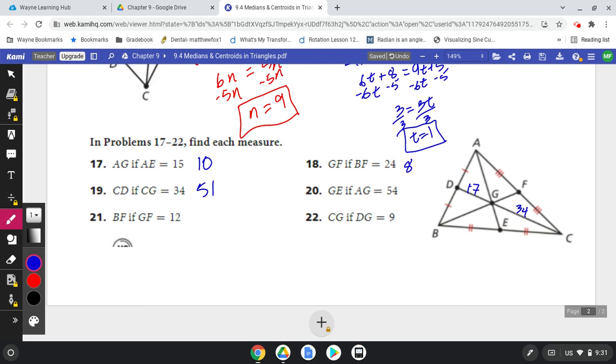Okay, 3 more and then I'm done for the day. So this one, AG is 54. We want to know what GE is. Once again, if that's 1/3, AG is 2/3. We can divide by 2. 54 divided by 2 will give us 27.